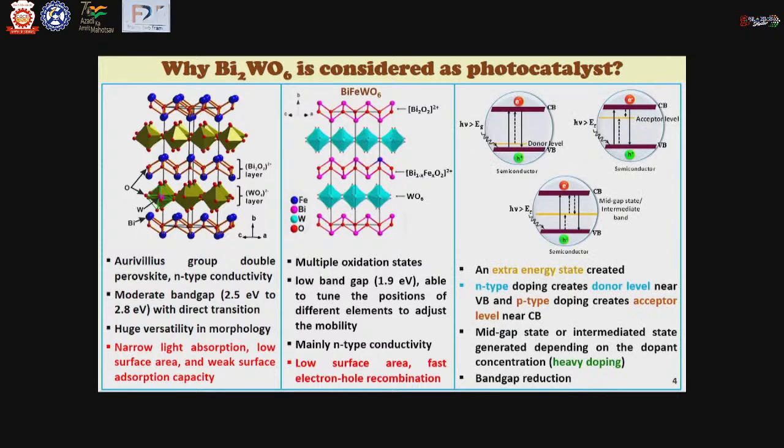And further, we are trying to develop doping at bismuth tungsten oxide to reduce the band gap, because doping may create extra electronic states near the valence band, the conduction band, as well as in the middle.